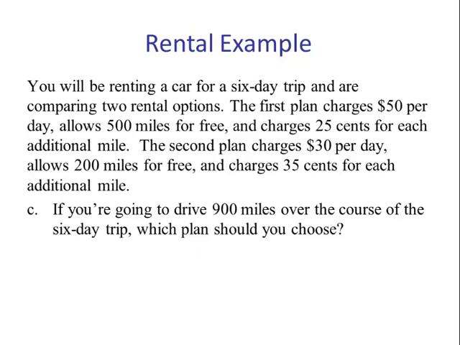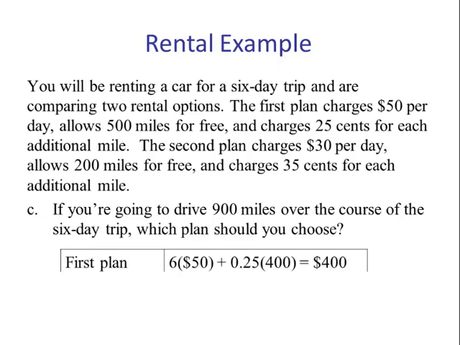C. If you're going to drive 900 miles over the course of the 6-day trip, which plan should you choose? The first plan, again 6 times 50, the number of days times 50, plus 0.25 times 400, because we have 500 free. 900 minus 500 is 400. That comes out to be $400.